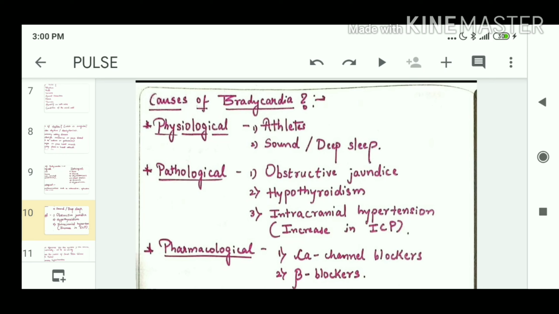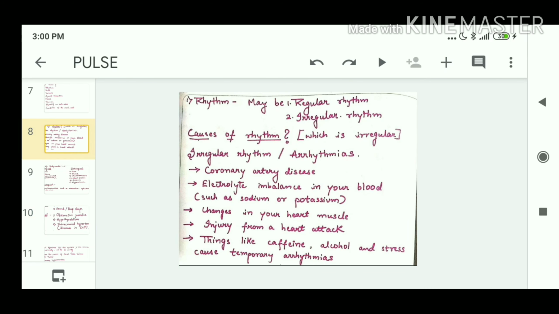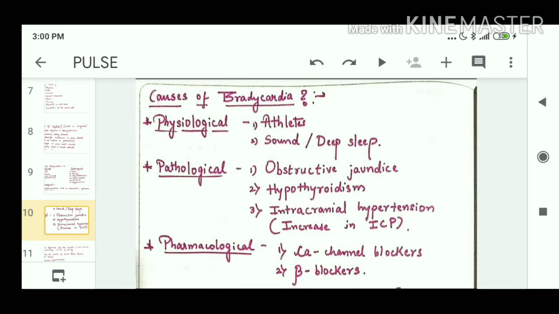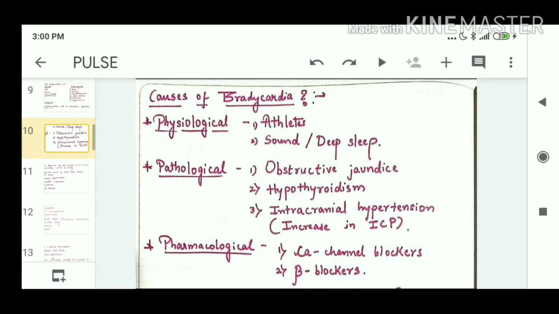I hope you're getting it. So first we have to see the rhythm, causes for irregular rhythm. Next, rate, normal heart rate, tachycardia, bradycardia, physiological, pathological, pharmacological causes for both tachycardia and bradycardia. So remember the conditions, it is very important.